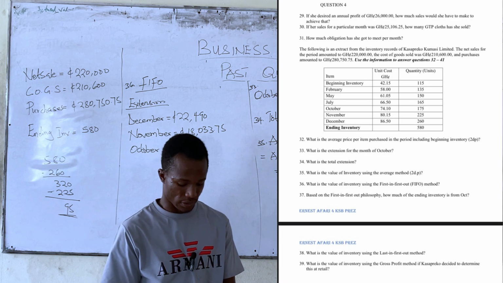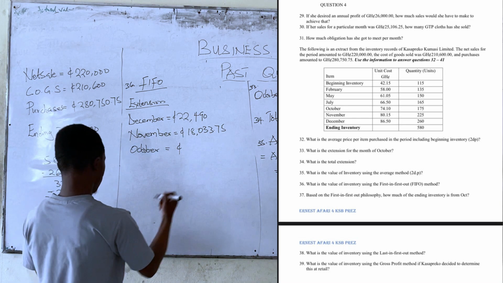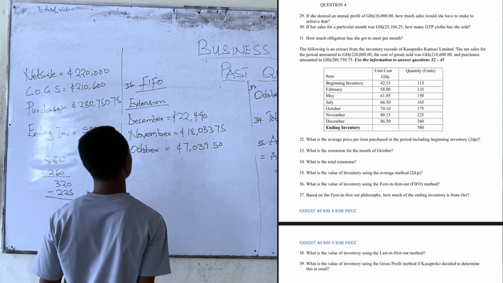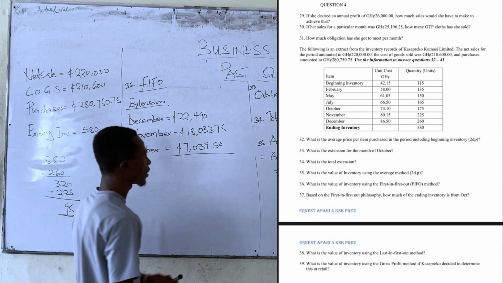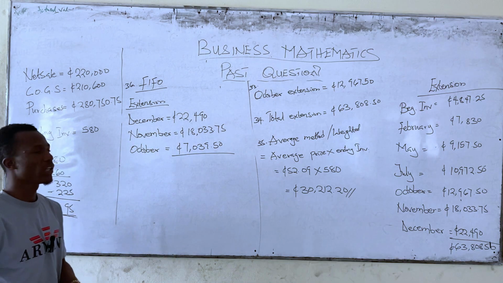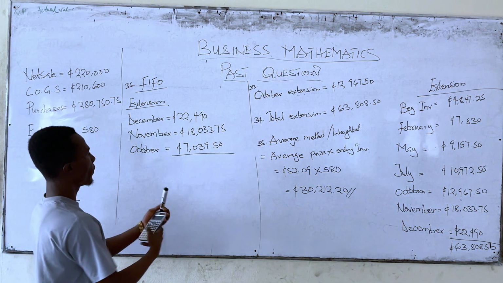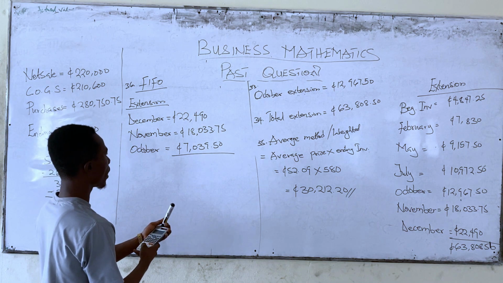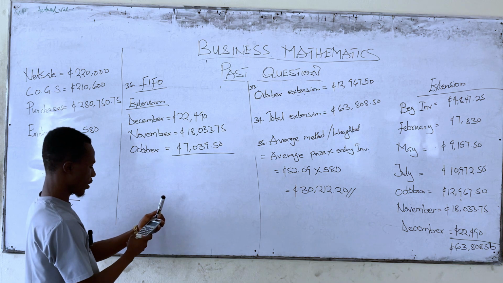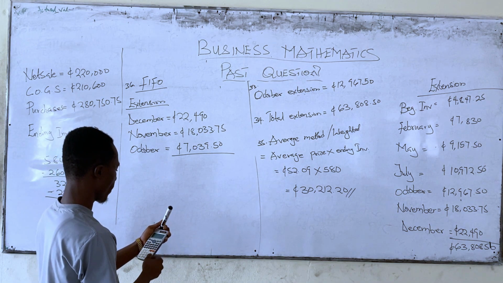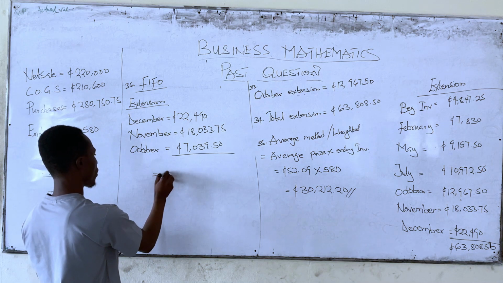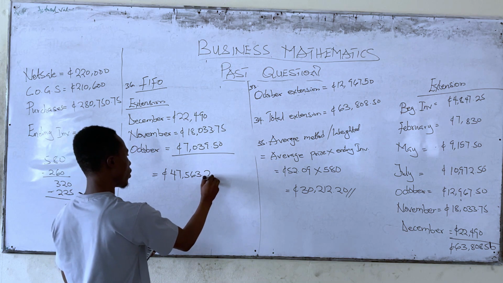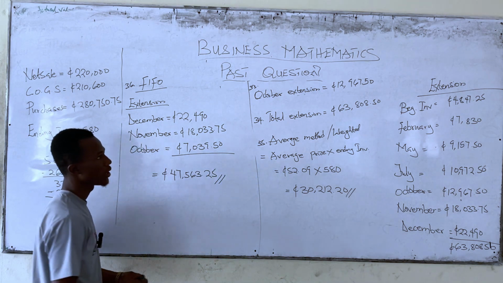That is 74.10. Okay. So that is 7,039.50. Okay. So these are the extensions for the 3 months. If you just add them, that is the answer for the FIFO. So this plus 18,033.75 plus 22,490. Okay. You are going to get an amount of 47,563.25 as FIFO.